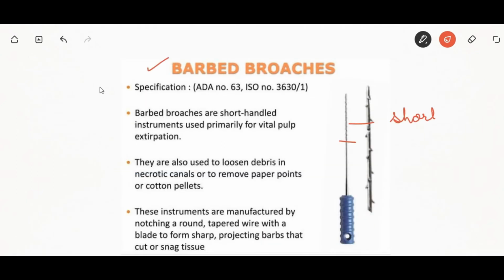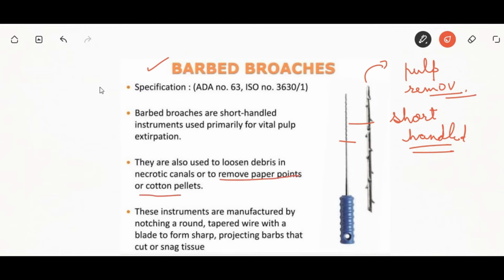Let us discuss the instruments. The first are the barb broaches. These barb broaches are short handled instruments, primarily used for vital pulp extraction. They are also used to loosen the debris in necrotic canals or to remove paper points or cotton pellets. The broaches are made from round steel wire.